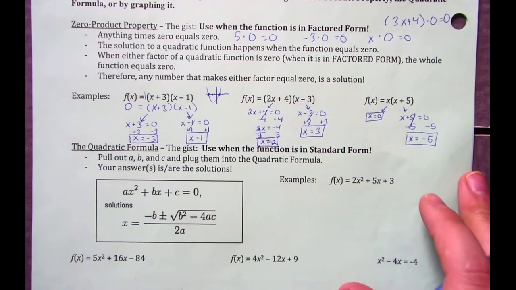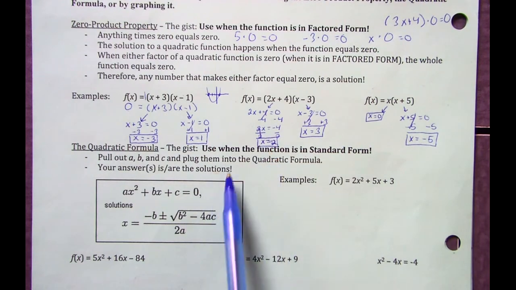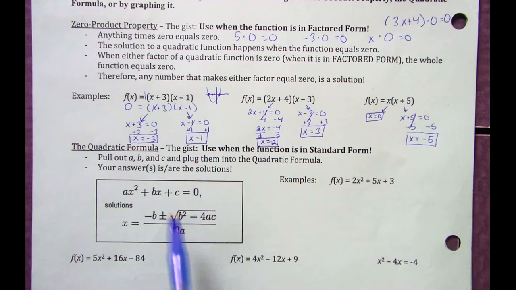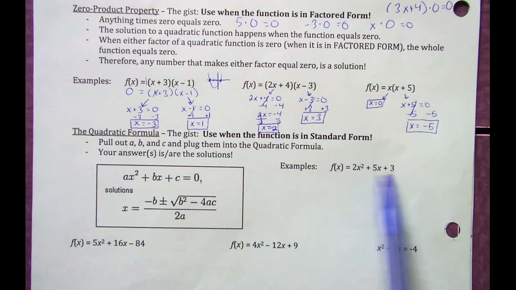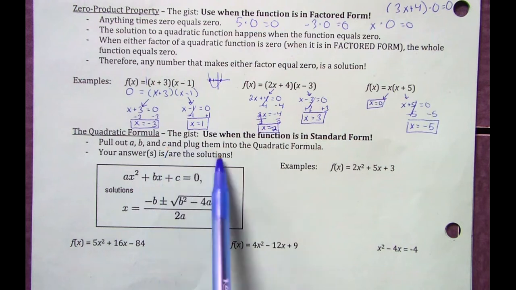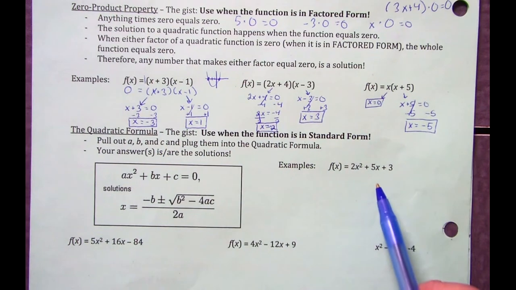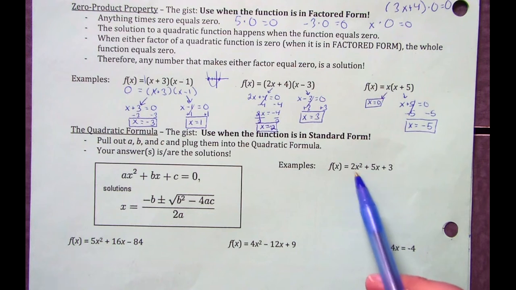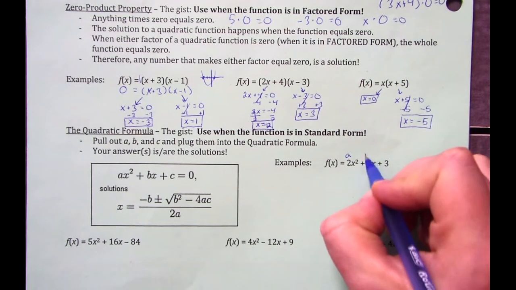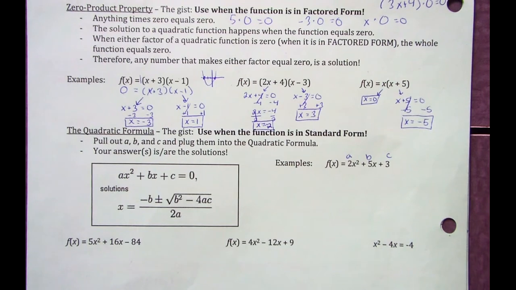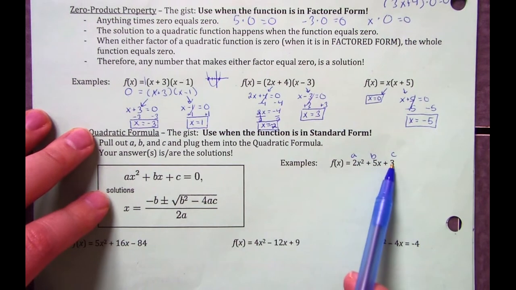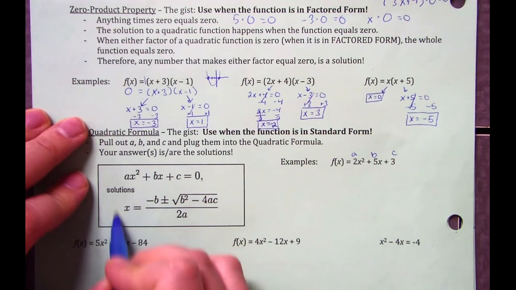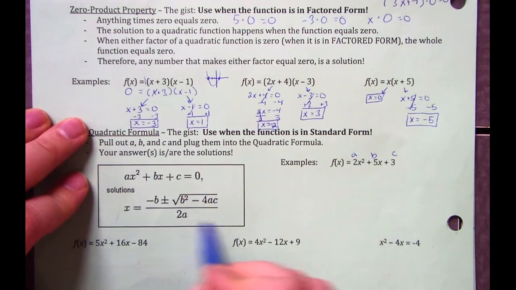Now, first of all, to use the quadratic formula, you have to make sure that your function is in standard form. So once you verify that your function is in standard form, which means it looks like ax squared plus bx plus c all on the same side, you pull out your a, b, and c and plug them into the quadratic formula. So looking at this one, a would be 2, b would be 5, and c would be 3. So if you're going to use the quadratic formula, you're going to take your a, b, and c values and plug them into this. Right there. That is the quadratic formula.